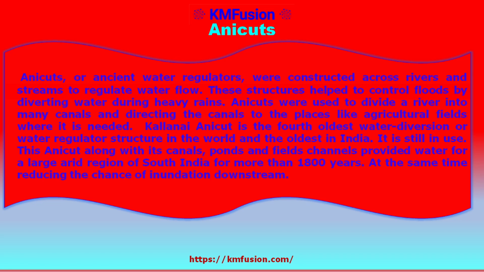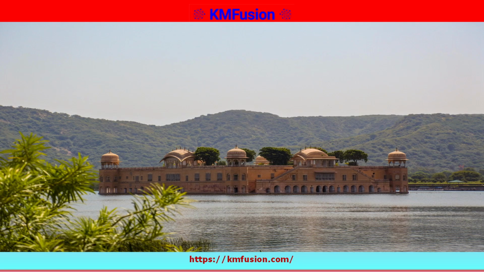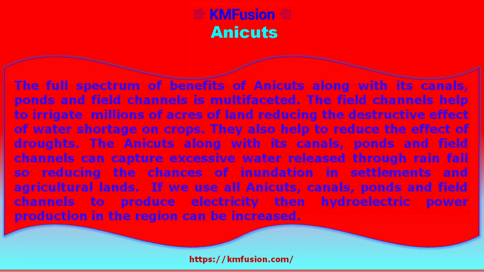This Anicut, along with its canals, ponds and field channels, provided water for a large arid region of South India for more than 1800 years, at the same time reducing the chance of inundation downstream. The full spectrum of benefits of Anicuts along with its canals, ponds and field channels is multifaceted. The field channels help to irrigate millions of acres of land, reducing the destructive effect of water shortage on crops. They also help to reduce the effect of droughts.